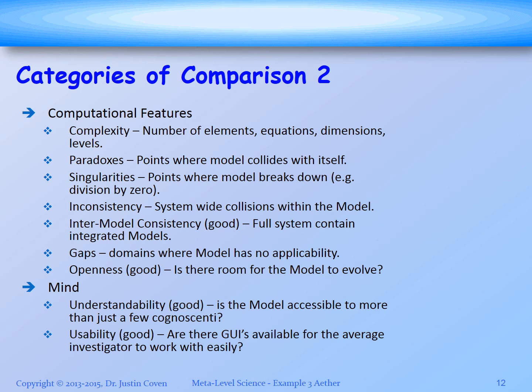Categories of comparison 2. Computational features. What's the complexity, such as the number of elements, equations, dimensions, levels? Are there paradoxes, points where the model collides with itself? Are there points of singularities, where the model breaks down? For example, division by zero. Are there inconsistencies, system-wide collisions within the model?